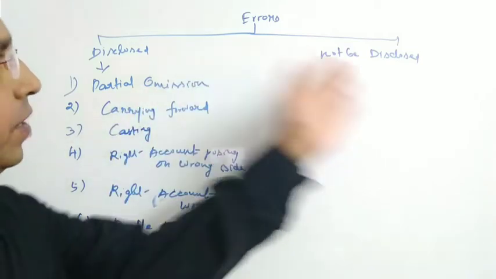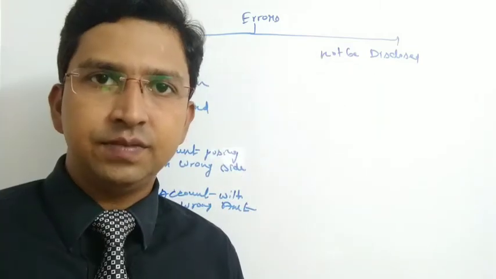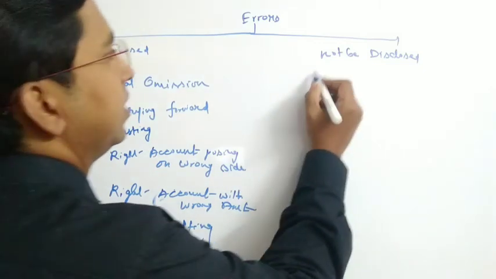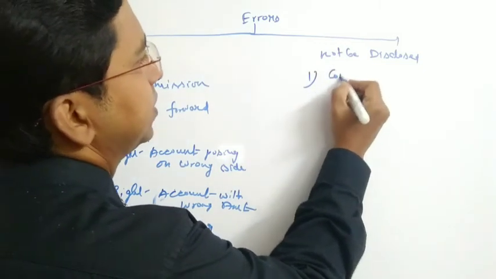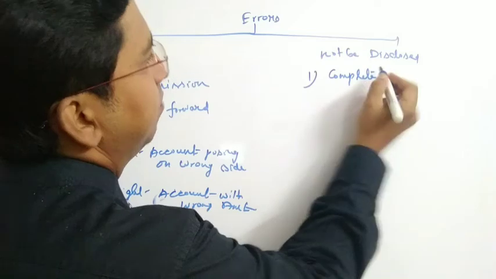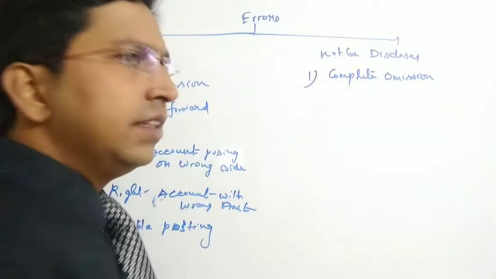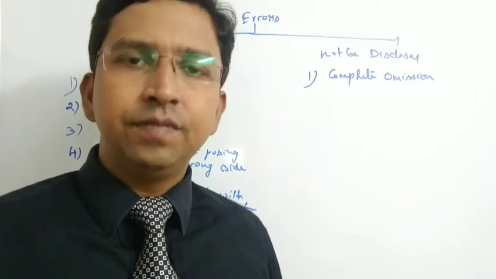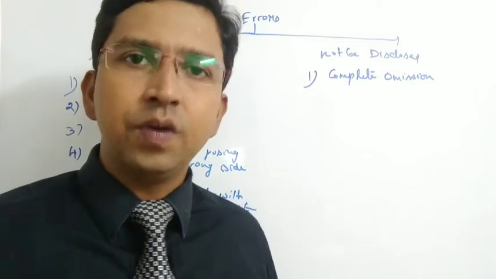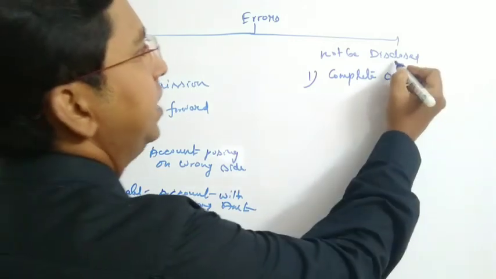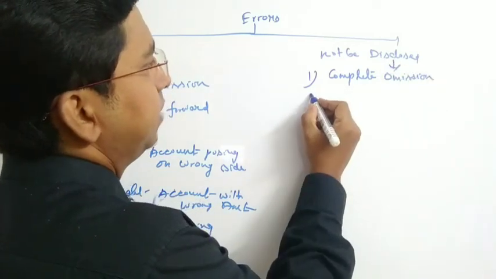And when we come to the other side, the errors which cannot be identified with the help of the trial balance. First one is complete omission. A transaction is left over without recording it, without accounting it. It is called complete omission. These kinds of errors cannot be identified with the help of the trial balance.